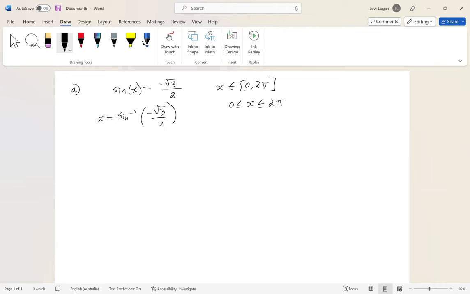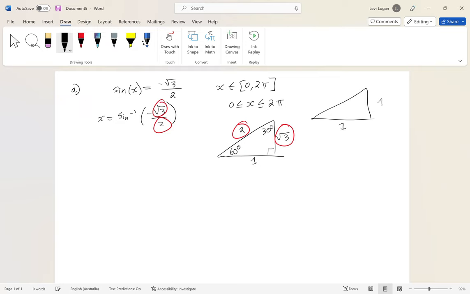So what we're going to need is our special triangle. You need the 60-30 degree triangle. So you have 60 degrees, root 3, 30 degrees, 1, 2. The reason I knew we were going to need this triangle is because we have root 3 and 2, which is specific to this triangle. Because if you drew the 45-degree triangle, you wouldn't have either a root 3 or a 2. You only have 1 and root 2. So that's why we don't need that triangle.